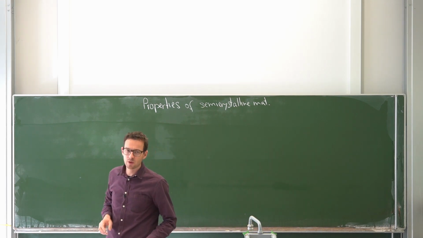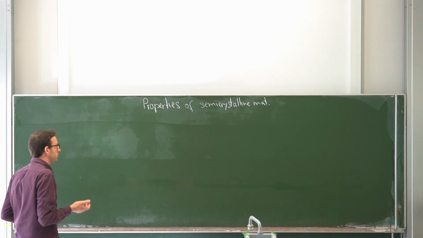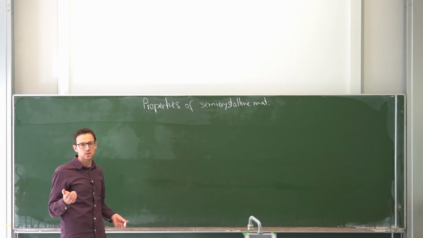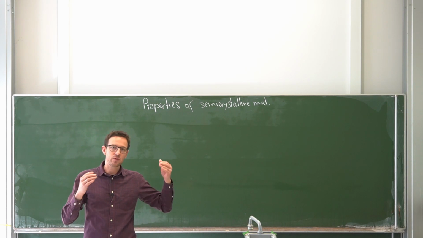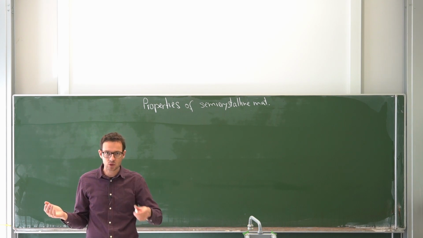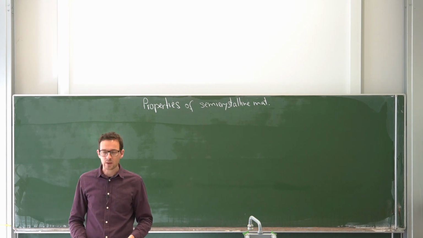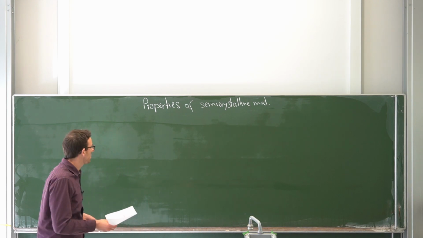So we look at the properties of semi-crystalline materials. And now what we can appreciate is that a semi-crystalline polymer is, if you want, a composite of the amorphous regions and the crystalline regions. So let's first look at the properties of these two different regions.